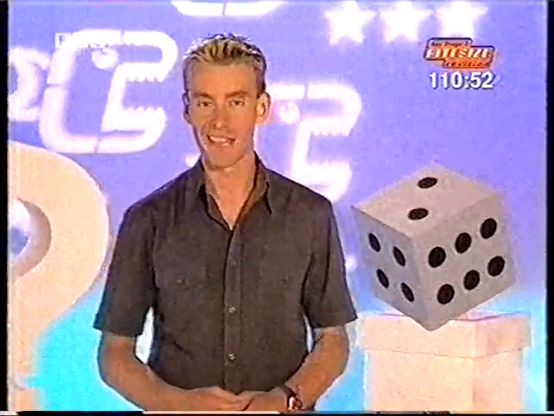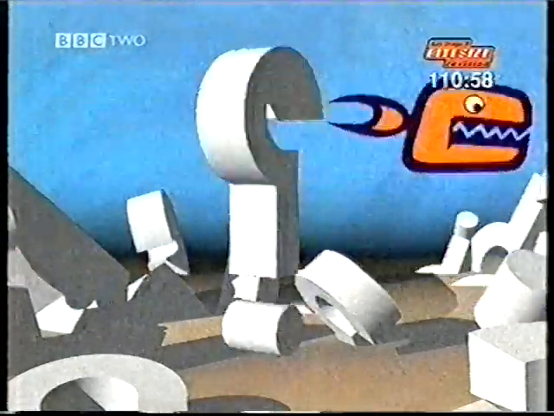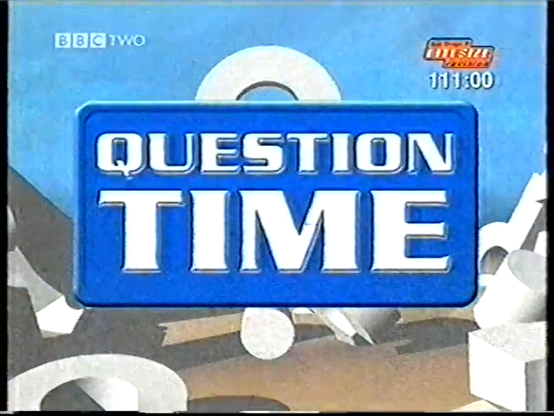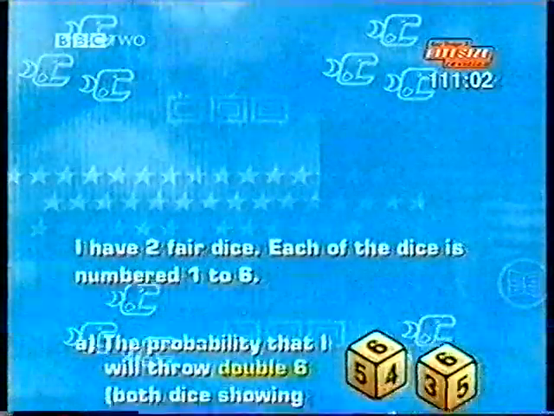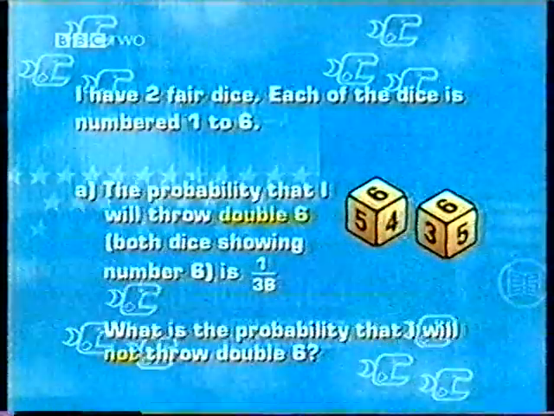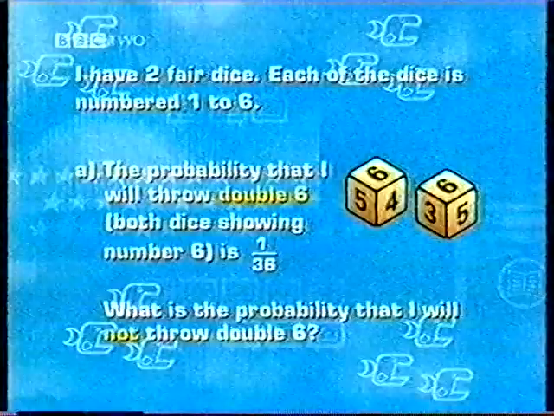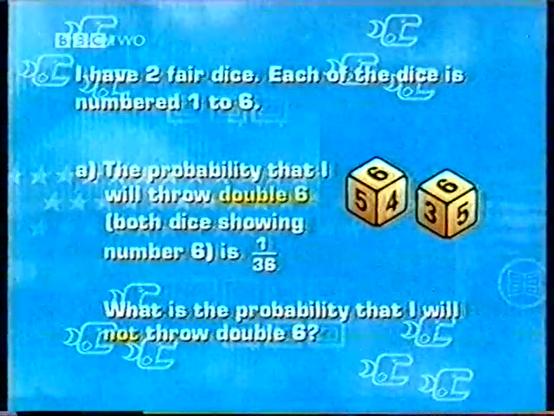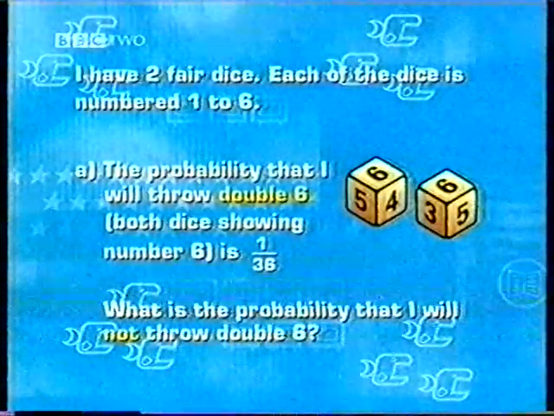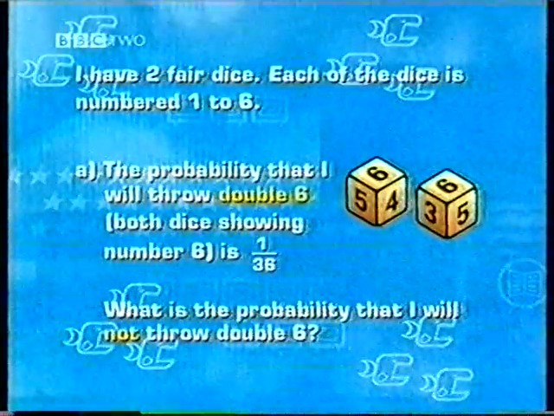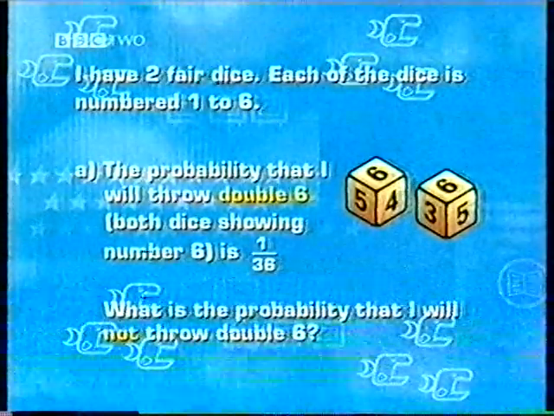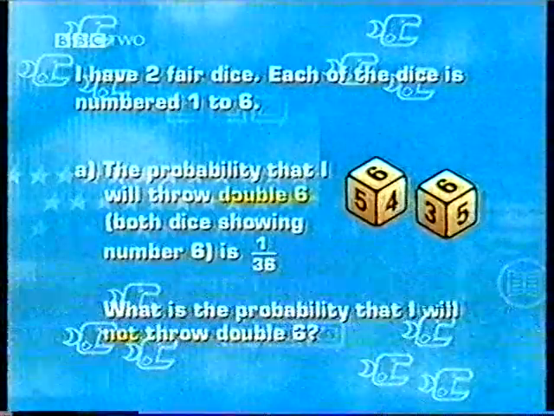Armed with all that, it's time for a test question in 4 parts. I have 2 fair dice. Each of the dice is numbered 1 to 6. A. The probability that I will throw double 6, both dice showing a number 6, is 1/36. What is the probability that I will not throw double 6?